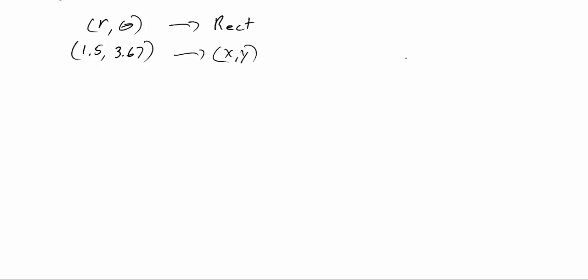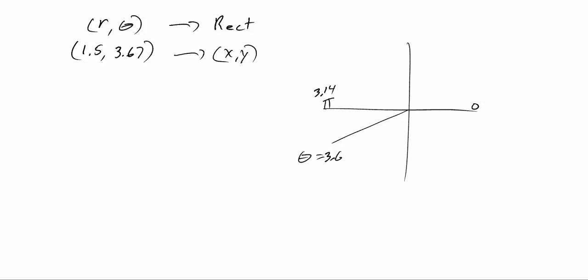Now, once again, before we go any further, I want to actually plot this point. Now, we know that if we go, this is 0, and this would be over here at pi, which would be an angle of 3.14. So the angle of 3.67, we know is going to roughly be here. Theta is equal to 3.67. And r is equal to 1.5, so we're going to go out r is equal to 1.5. So we know we're going to be over here in the third quadrant.